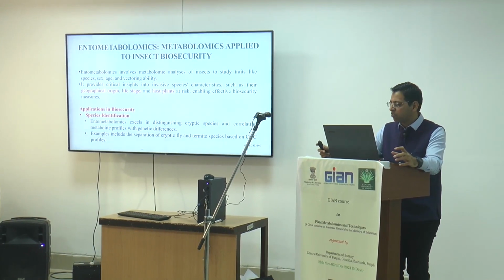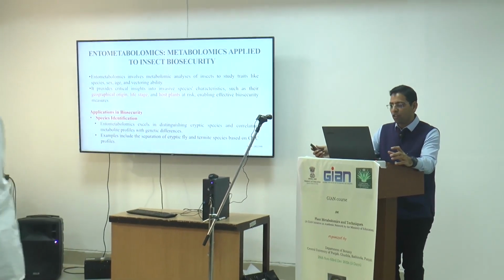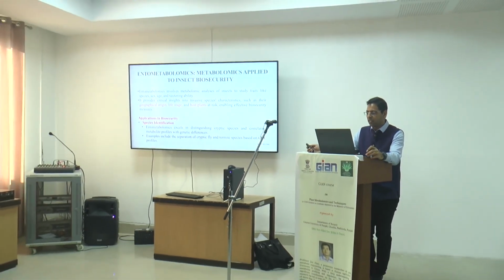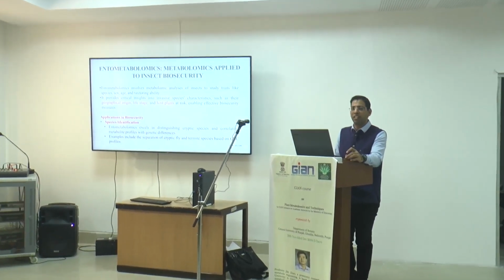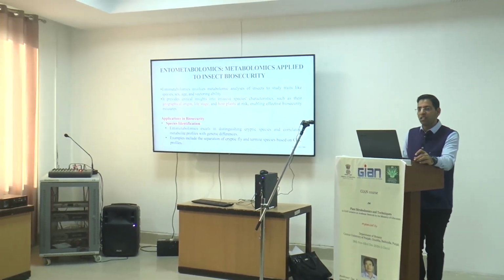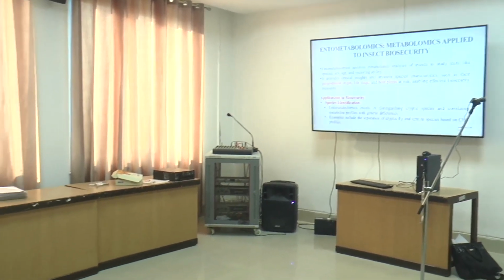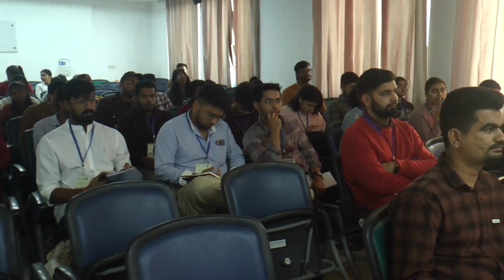So for applications, the first one, as I told you, is species identification. It distinguishes cryptic species by correlating metabolite profiling with genetic differences. Examples include the separation of cryptic fly and termite species based upon CHC profiling. So try to understand, we can separate some species on the basis of particular chemical profiling. Now I am coming to another part, that is the sex and age differentiation of insects basically.